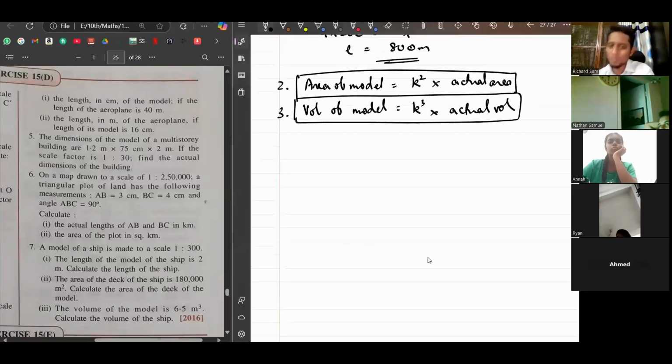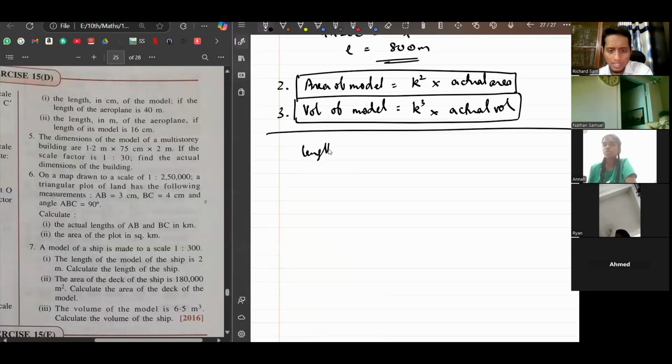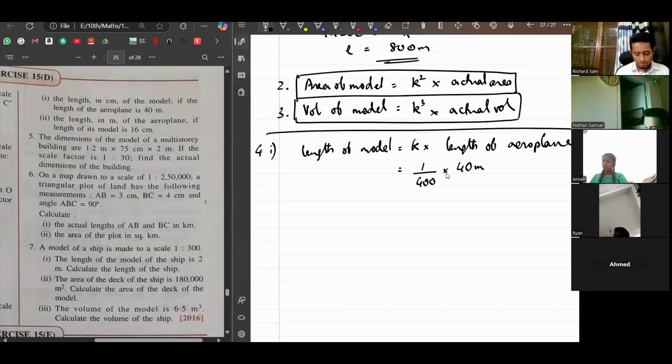Write the formula, modify the formula based on the question. Length of model is equal to K into length of aeroplane. That's your formula. What's the answer? 16,000.